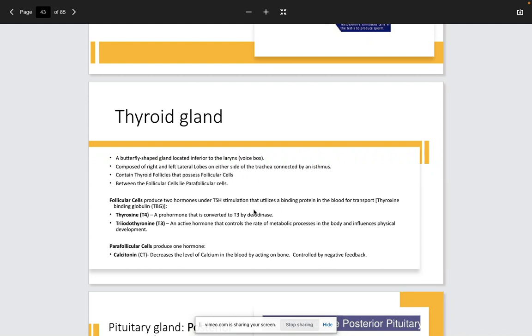So again, just to go over the thyroid gland, it's in the inferior portion of the neck and has a right and left lobe. Those lobes contain follicular cells where thyroid hormones T4 and T3 are contained. T4 is the prohormone. Pro means that it has to be activated in order to become active, and it does so by an enzyme called deiodinase. T3 is the active portion, and it controls the rate of metabolic processes within the body. Para means beside the follicular cells. It contains calcitonin. Calcitonin tones down the calcium within the blood.